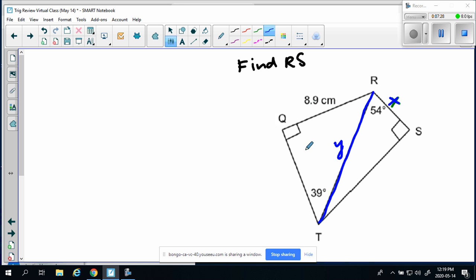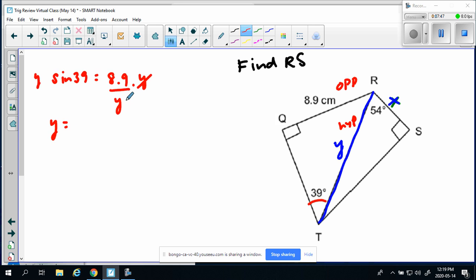So first we need to label this triangle. Here's the angle we know. So we're looking at opposite and hypotenuse. So we're going to use sine. So sine of 39 is 8.9 over the hypotenuse. So if you isolate this properly by multiplying both sides by y and then dividing both sides by sine 39, then you're going to get 8.9 over sine 39.